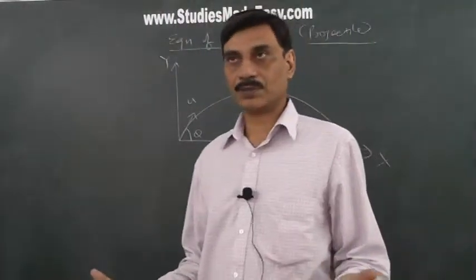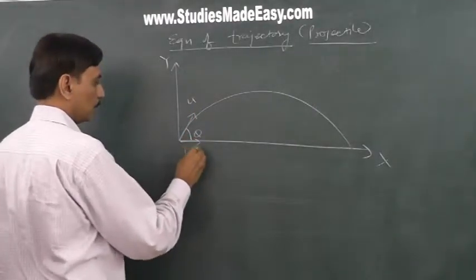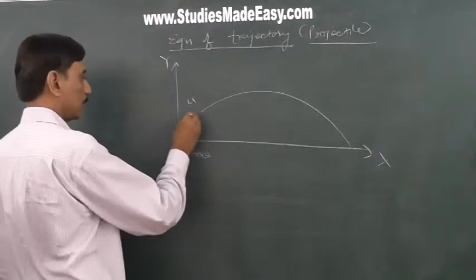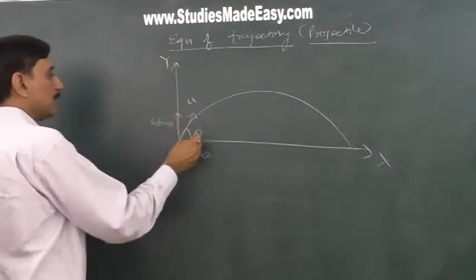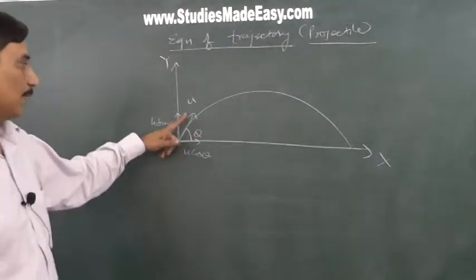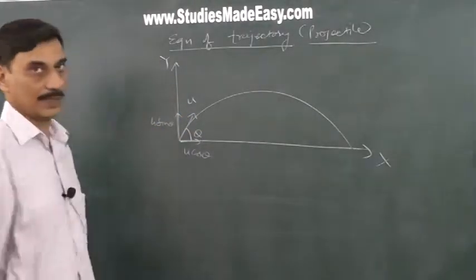A few things we had done earlier regarding projectile motion: this is motion in 2 dimensions, and you break this velocity into 2 components. Along the x-axis, u cos theta, and along the y-axis, u sin theta, provided theta is the angle of the initial velocity with the x-axis. So this is u cos theta, this is u sin theta.